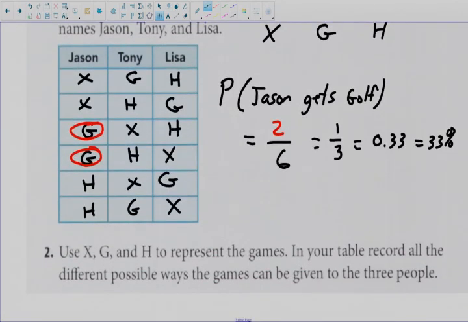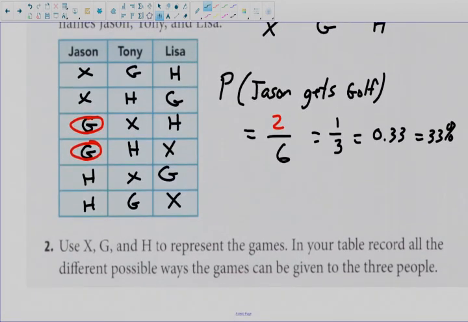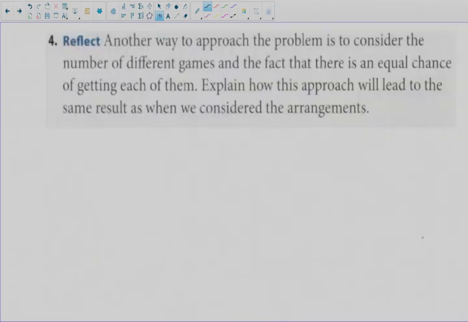So I've actually already done number 2 with you here. Here's a reflection question. I know it says number 4 here, but we actually did number 3 together already, so I'm just going to skip that. Another way to approach the problem is to consider the number of different games and the fact that there is an equal chance of getting each of them. Explain how this approach will lead to the same result as when we considered the arrangements. I'm going to let you think about that, looking back at the previous question. Just think about what that could mean and how that could help us solve the problem.